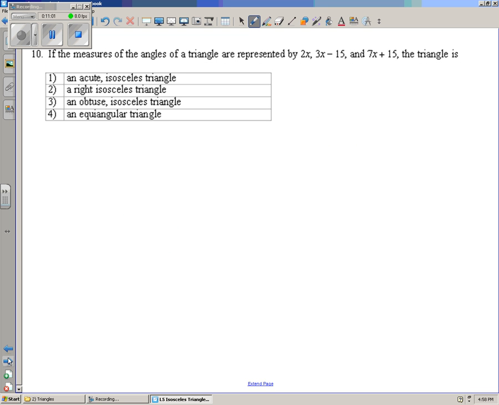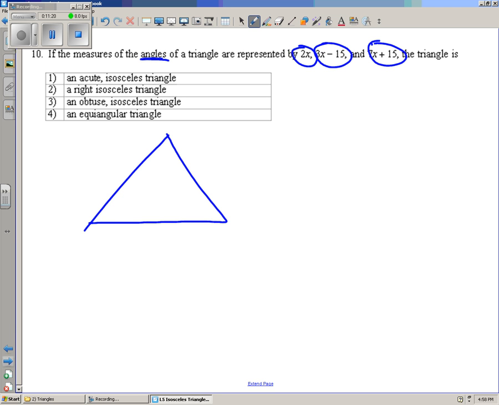And last but not least, it says that the measures of the angles of a triangle are represented by 2x, 3x minus 15, and 7x plus 15. The triangle is one of these four choices. So we're going to draw a triangle. And again, this time they've given us the angle. So these measurements, or expressions, can go in the mouths of the angle. So 2x, notice I'm writing it inside the mouth of the angle. 3x minus 15, and 7x plus 15.